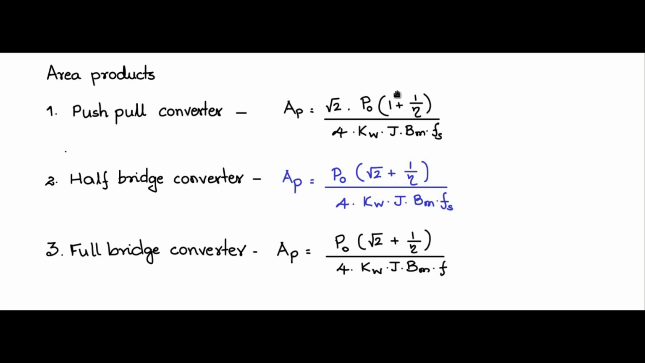So you can try to derive these and verify them by using the same generic method for deriving the area products that we discussed for the forward converter as an example, and also the low frequency AC 50 Hz transformers too. All these transformers have the same generic basis.